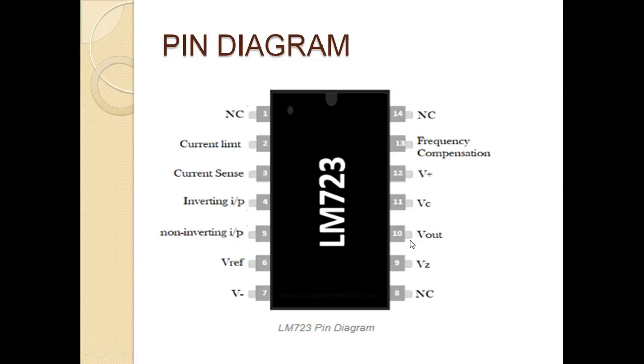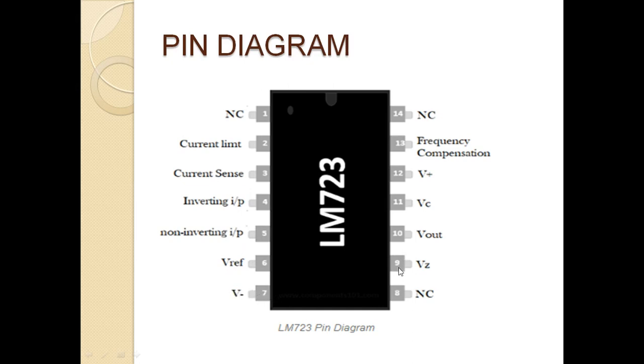The LM723 is a 14-pin IC. Pin number 1 is no connection, pin number 2 is current limit, and pin number 3 is current sense. These are used for the current limiting circuit. The fourth pin is the inverting input pin, and the output voltage is given to this inverting input. Pin number 5 and pin number 6 are externally connected, because the reference voltage is given to the non-inverting input. The 7th pin is the ground connection.